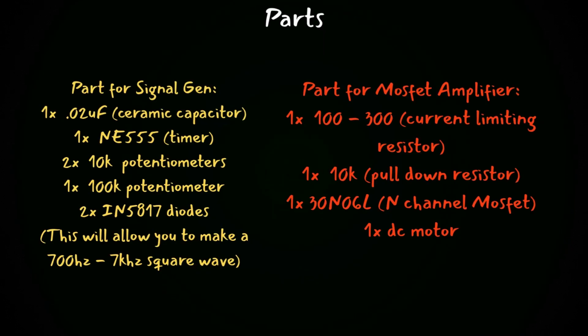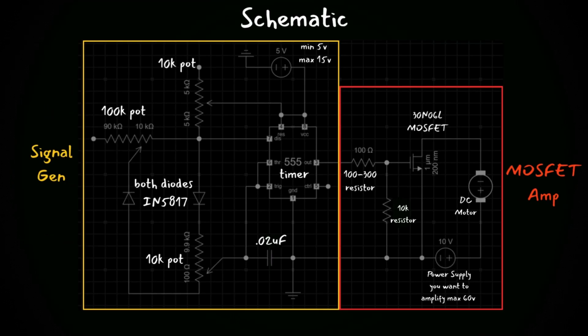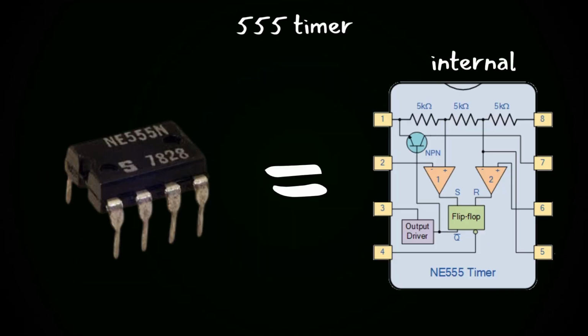So how can you make a motor controller? Firstly, you'll need a bunch of parts, so just pause the video if you're going on a shopping spree, or go down below into the description. Anywho, the first part of the circuit is a 555 timer. With this IC chip, you can create square waves to control a motor.